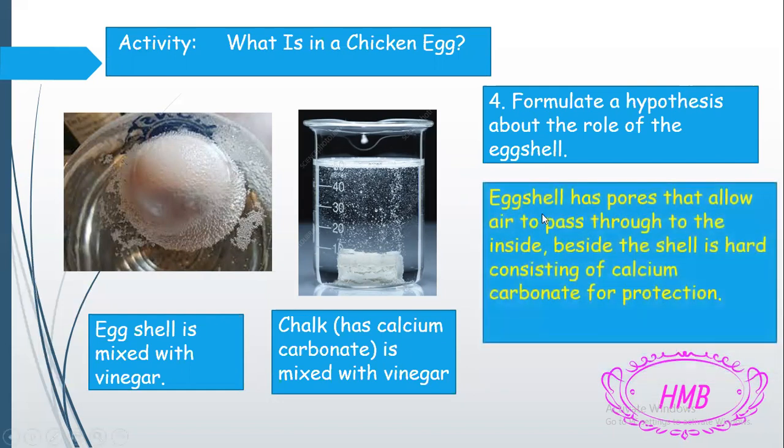So here we can say that the eggshell has pores that allow air to pass through to the inside. Besides this, the shell is hard, consisting of calcium carbonate for protection. So calcium carbonate is hard. That's why the eggshell is hard. So this hardness comes from the calcium carbonate. Why should an eggshell be hard? To protect the inner component. The inner component can be a baby, the nutritive materials, so to protect the egg in general.